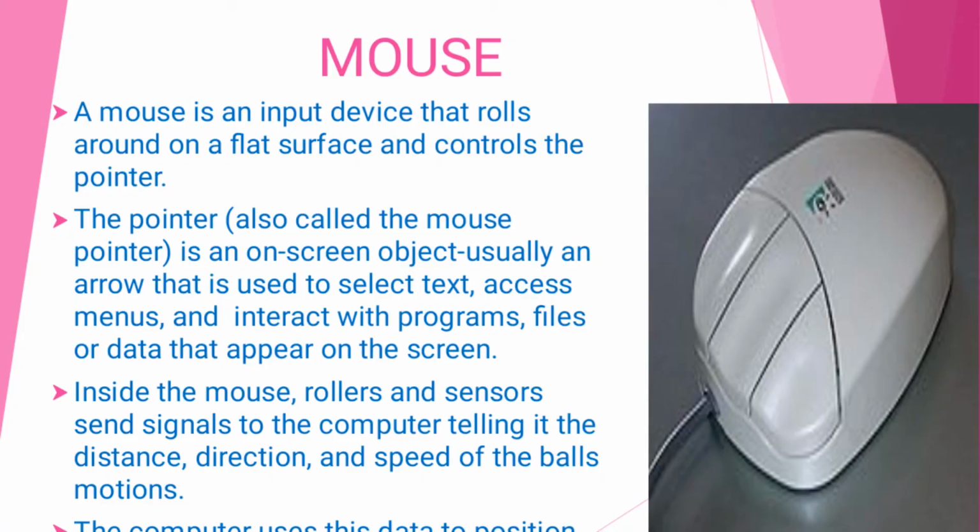Next one is mouse. A mouse is a device that rolls around on a flat surface and controls the pointer. The pointer, also called the mouse pointer, is an on-screen object, usually an arrow, that is used to select text, access menus, and interact with programs, files, or data that appear on the screen.